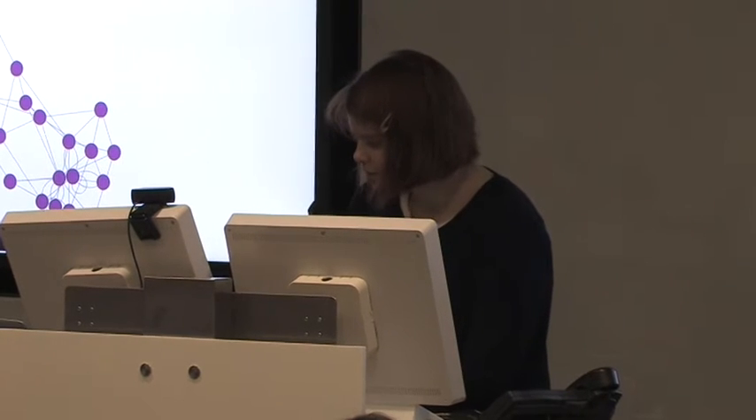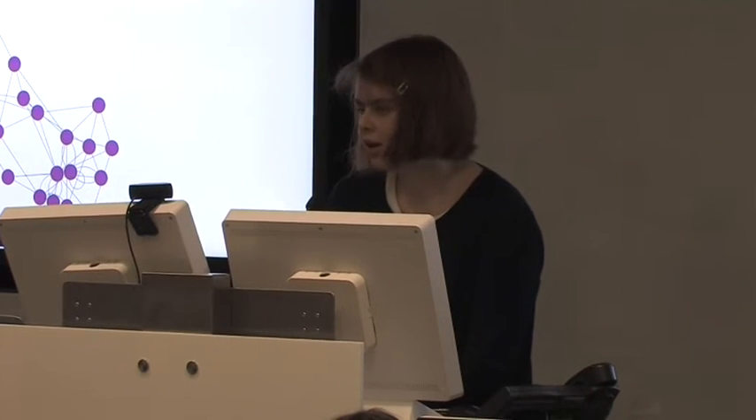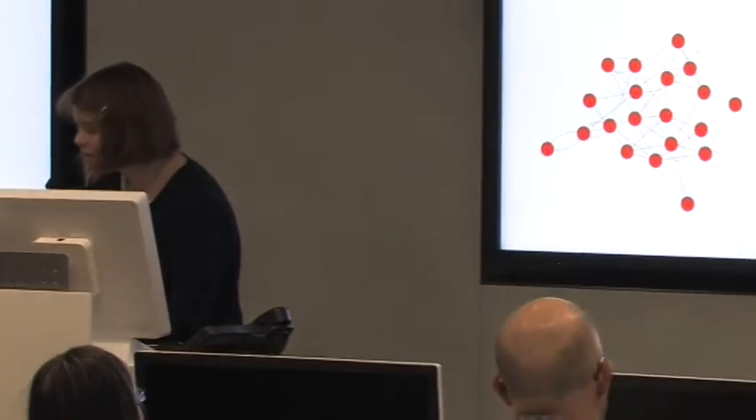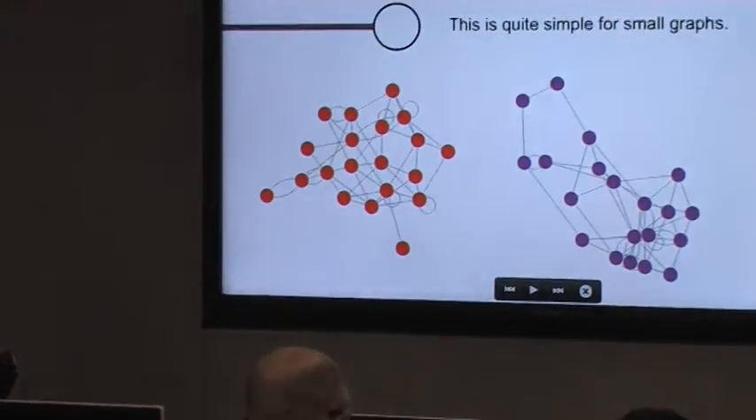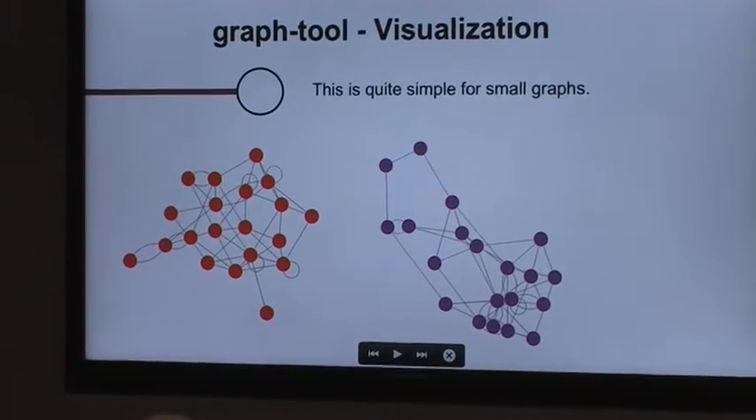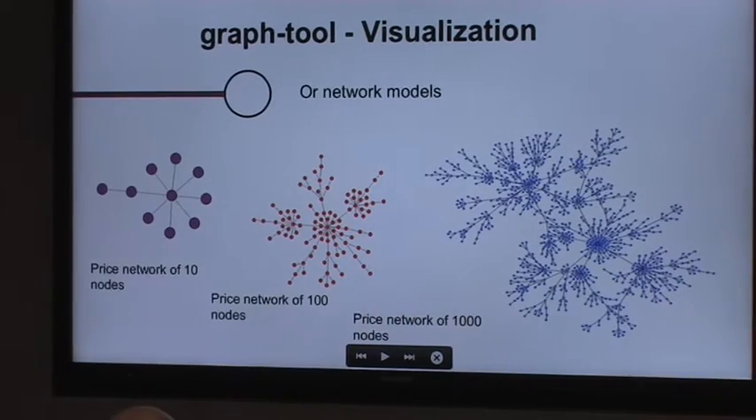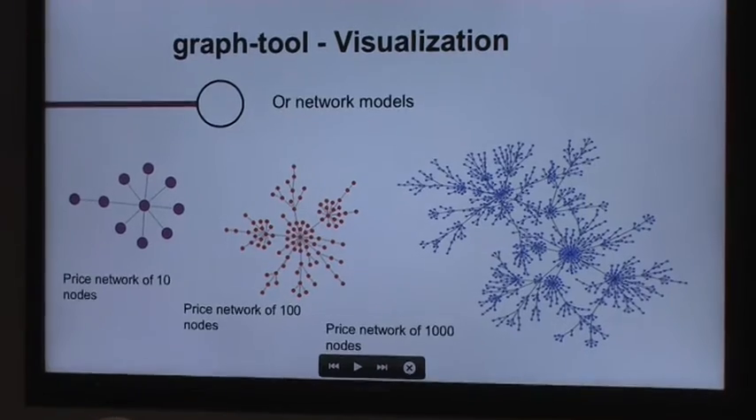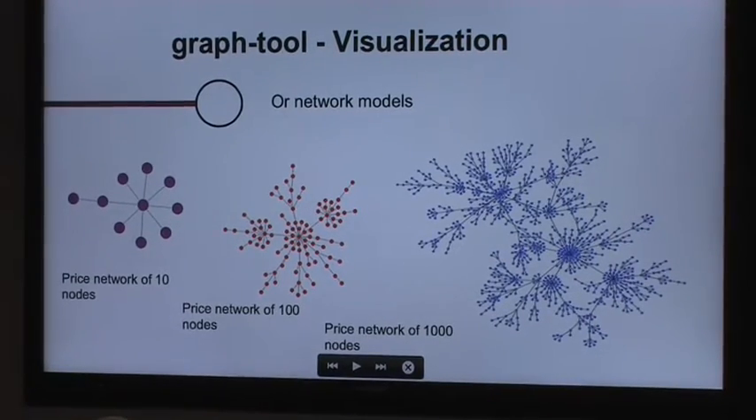So the sort of standard graph draw works quite well for small graphs. You get these nice graphics, and it also works really well for networks that are regular in the sense that they're generated by some kind of model. For example, here is a series of graphs drawn with graph draw of the Price network. So it looks quite pretty.